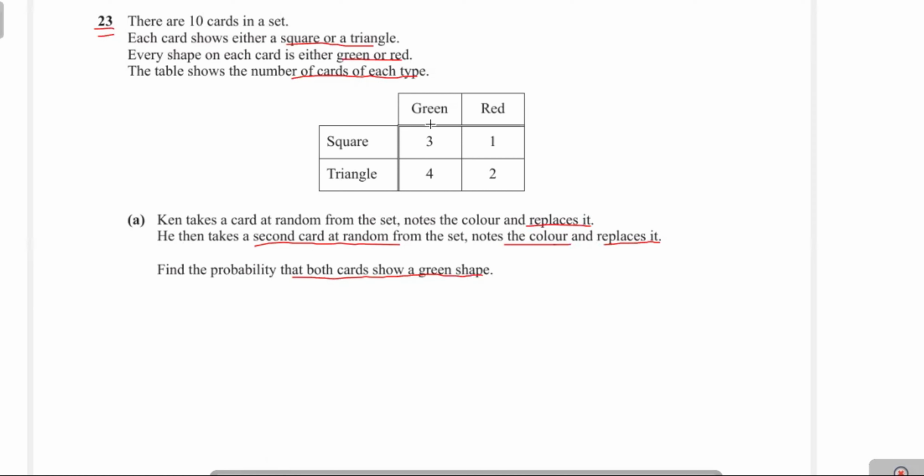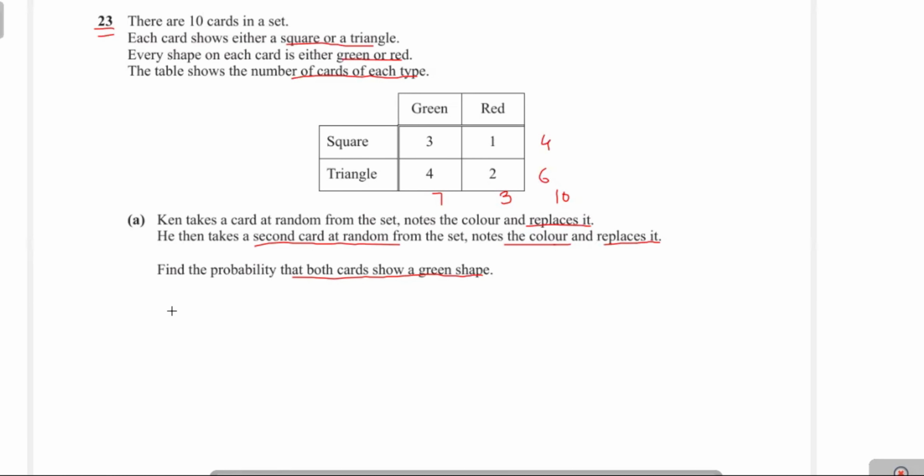Now you see here the total green cards are 7, total red cards are 3, total cards are 10. And same here, total square cards 3 plus 1 is 4, total triangles are 6.